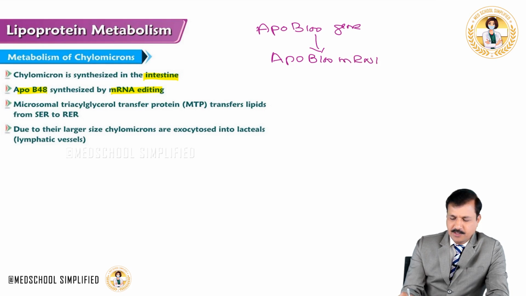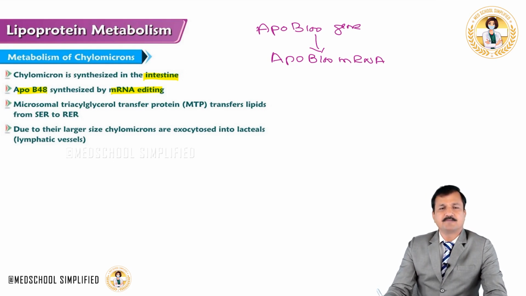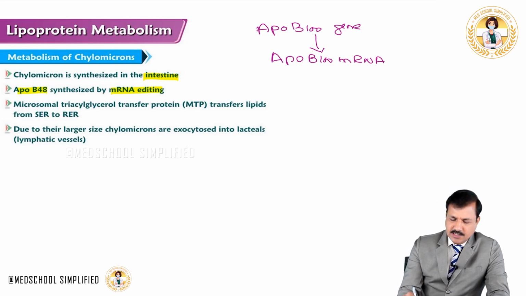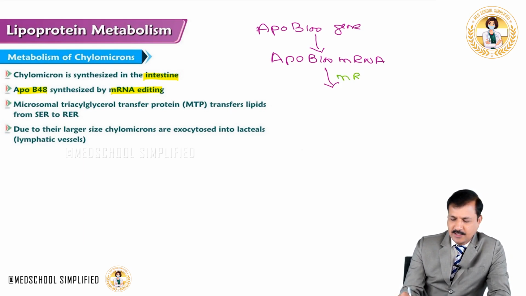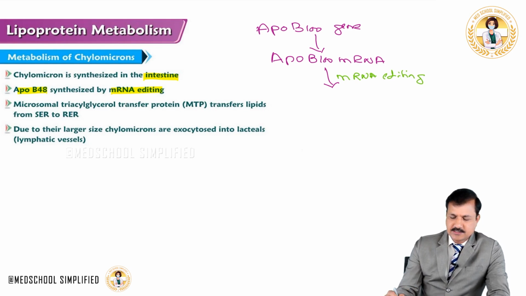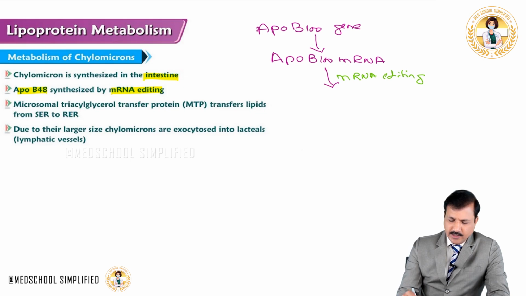Now this Apo B-100 mRNA, as the name says, should give Apo B-100 protein, but that doesn't happen, because Apo B-100 mRNA will undergo something called mRNA editing. You need to understand the concept here. What is mRNA editing? It involves Apo B-100 mRNA, and I am going to write that here.